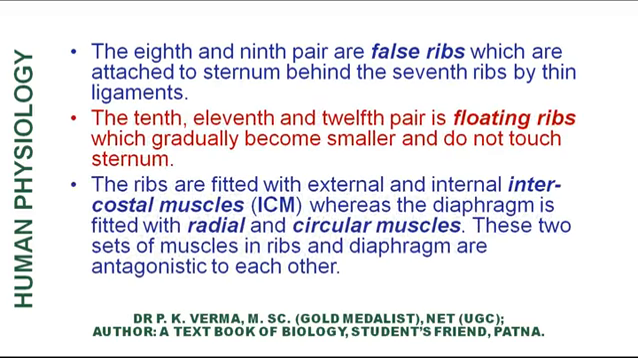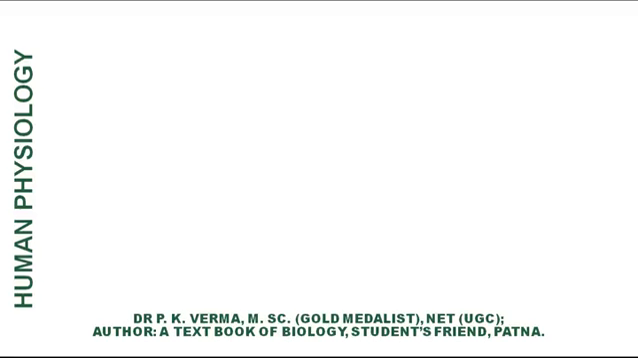The ribs are fitted with external and internal intercostal muscles, whereas the diaphragm is fitted with radial and circular muscles. These two sets of muscles in ribs and diaphragm are antagonistic to each other.